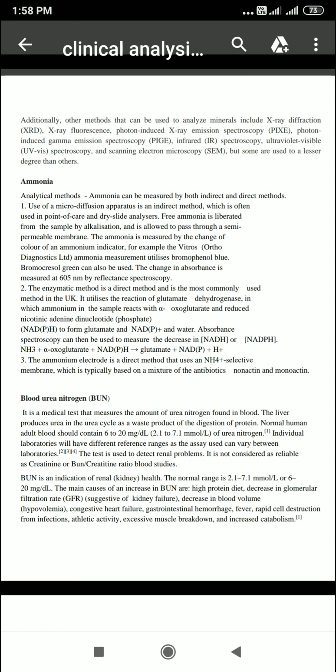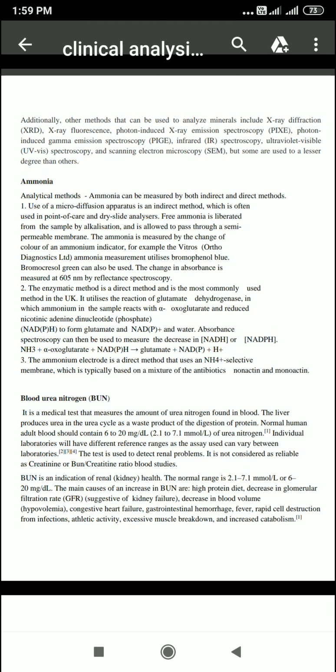Now, the measurement for blood urea nitrogen, that is in short termed as BUN. It is a medical test that measures the amount of urea nitrogen found in blood. The liver produces urea in the urea cycle as a waste product of the digestion of protein. Normal human adult blood should contain 6 to 20 milligrams per dL, that is 2.1 to 7.1 millimoles per liter, of urea nitrogen. Individual laboratories will have different reference ranges as the assay used can vary between laboratories.